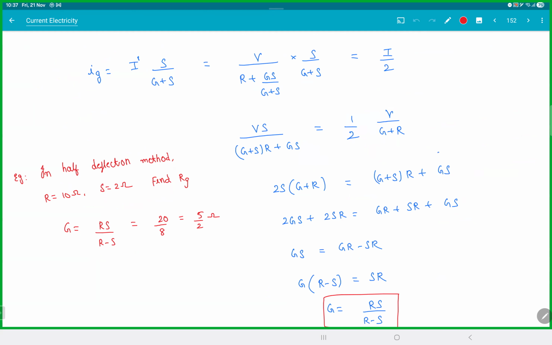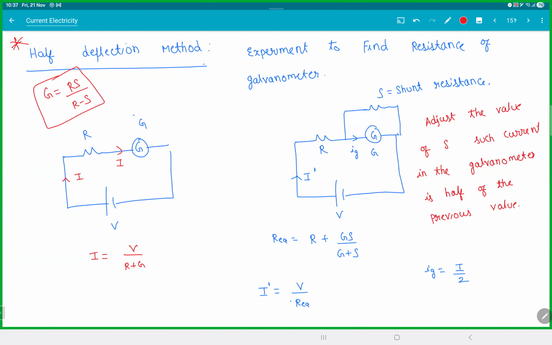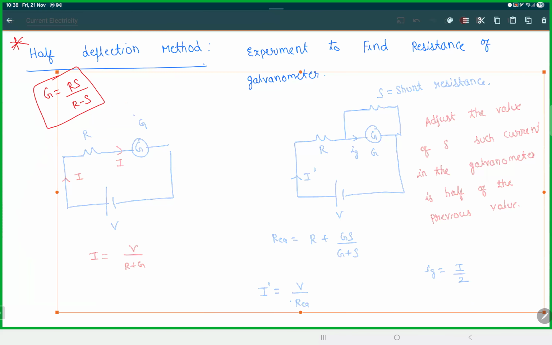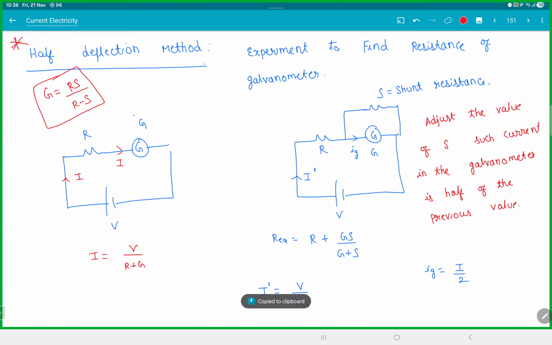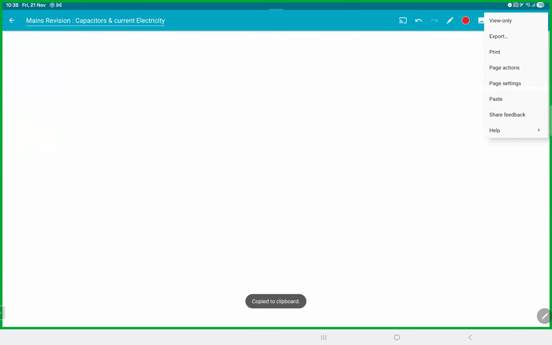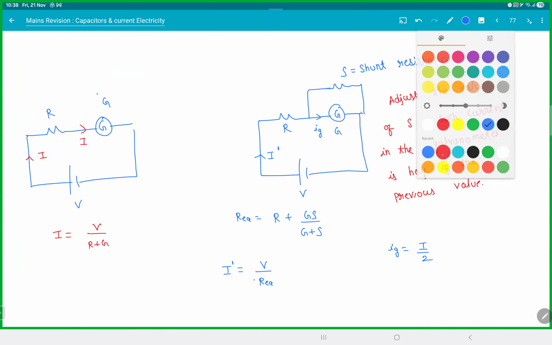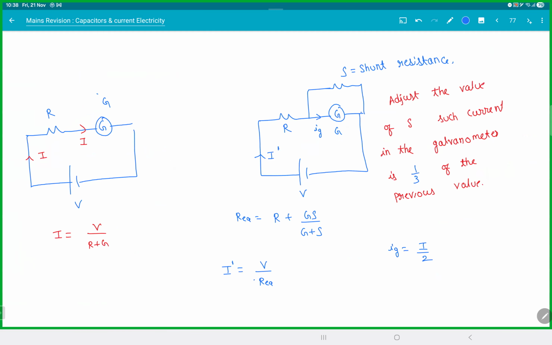The same thing when you do for 1/3, here you will keep this as 1 by 3. So in our question, this will be 1/3 of the previous value, and Ig will be 1 by 3. And how will you split the Ig value? That will be I into S by S plus G. Agreed?